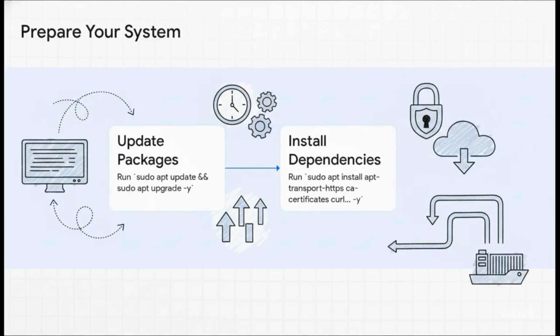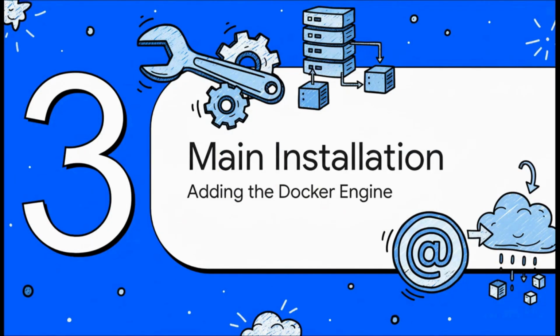Okay, first step, we're going to prep the system with these two commands you see here. The first one, the apt update and upgrade, is basically just digital housekeeping. It makes sure all your existing software is totally up to date. Then that second command installs a few little helper tools. These are super important because they let your system securely download packages over the internet, which is exactly how we're going to grab Docker. Okay, system is prepped and ready.